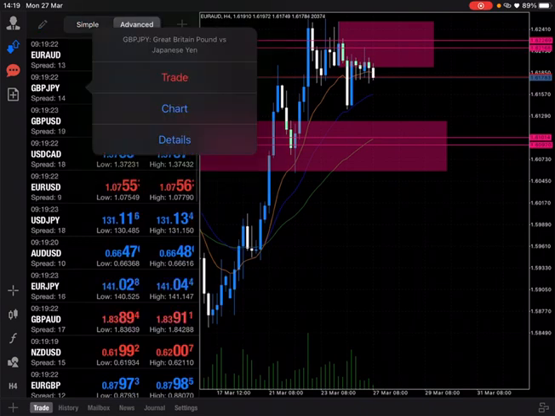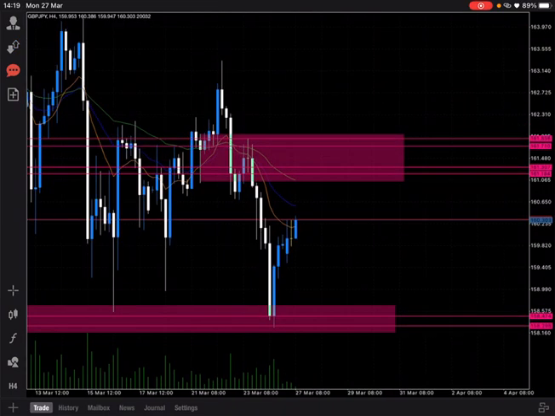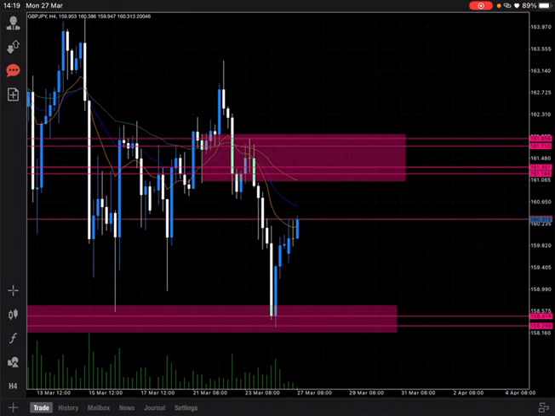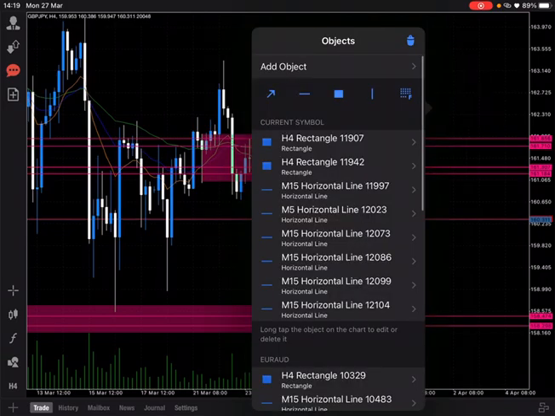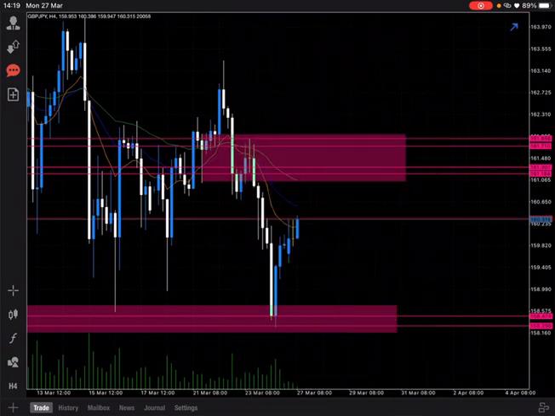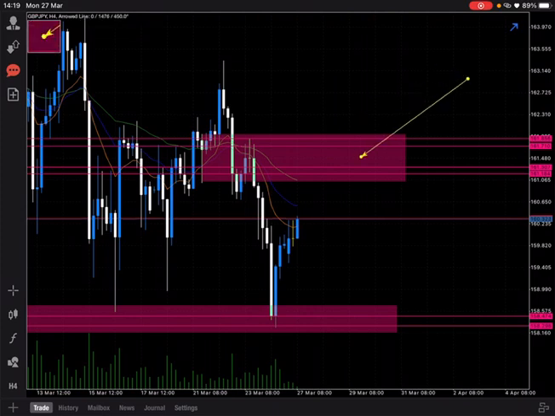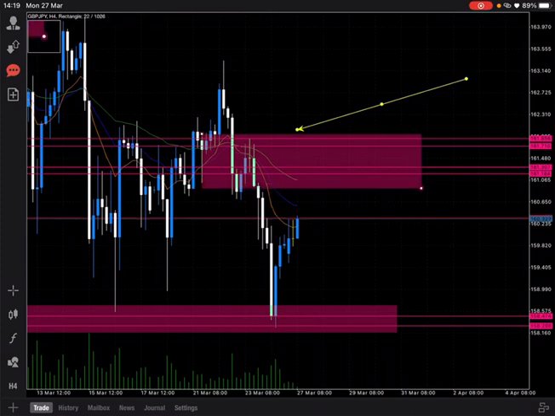Next we have GJ. Now I picked GJ because GJ moves a lot, so hopefully we can potentially catch something if it happens and if it allows us. So sell zone, buy zone. We have two key levels in GJ because the H4 zone is quite big.